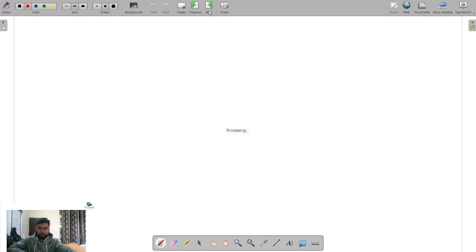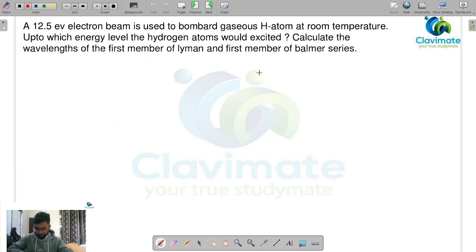So now moving on to the next question, which is: a 12.5 electron volt beam is used to bombard gaseous hydrogen atoms at room temperature. Up to which energy level would the hydrogen atoms be excited? Calculate the wavelengths of the first member of Lyman and the first member of Balmer series.